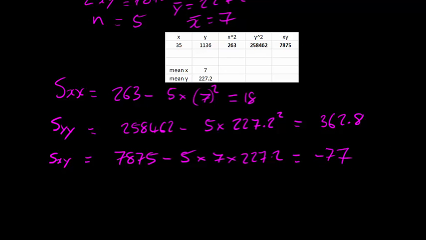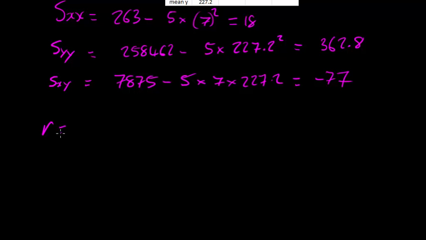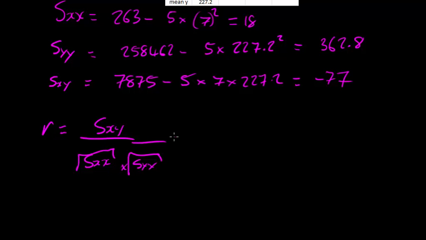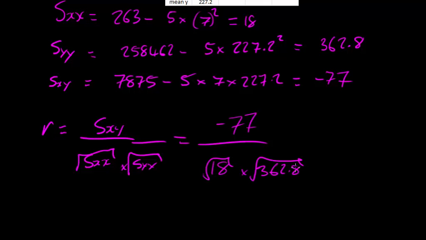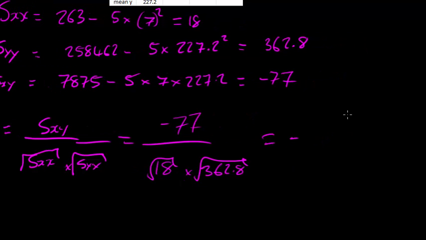So I then plug all of that into my little value of r, so r is Sxy over the square root of Sxx times the square root of Syy, and so my values are minus 77 over the square root of 18 times the square root of 362.8. And what's that give me? That's minus 0.953. And so there is my product moment correlation.